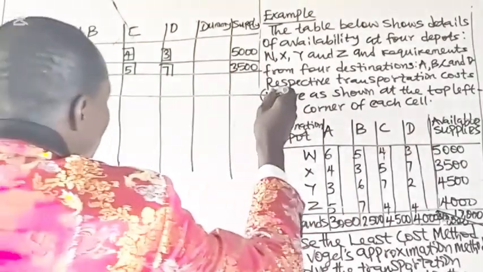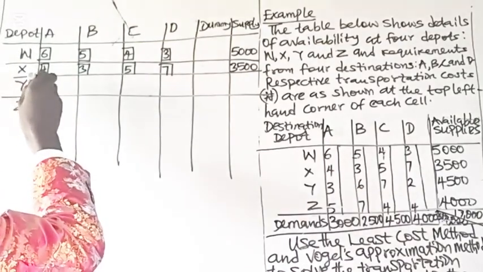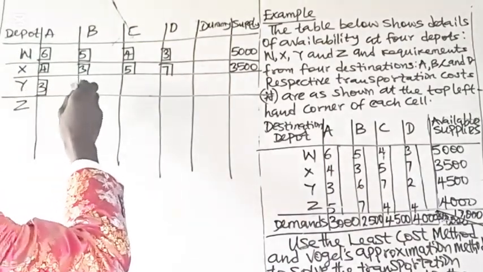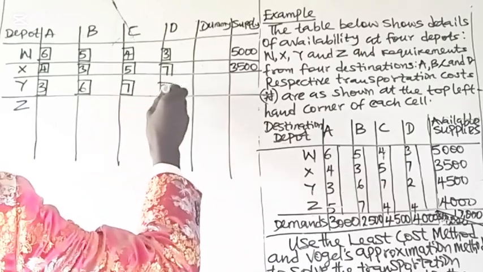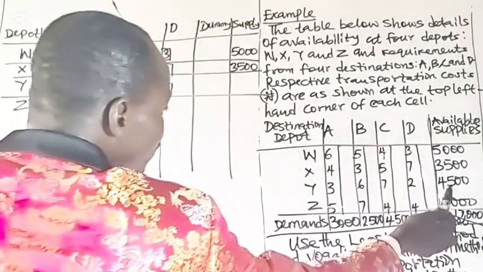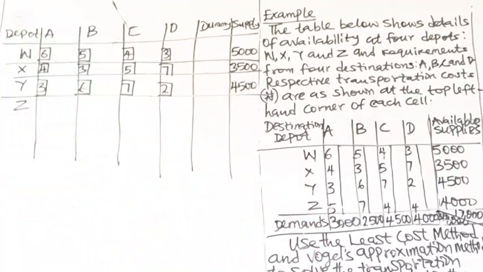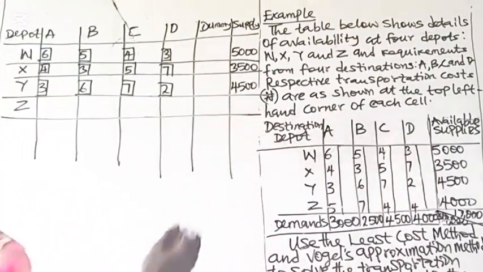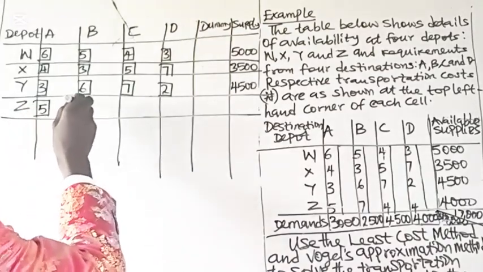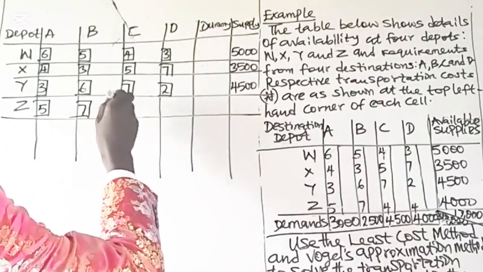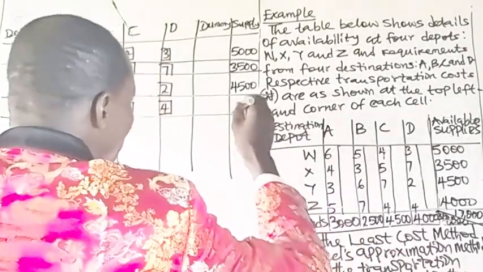Then for Y, we have 3, 6, 7, 2. Then the supply is 4,500. Then for Z, we have 5, 7, 4, 4. So the supply is 4,000.